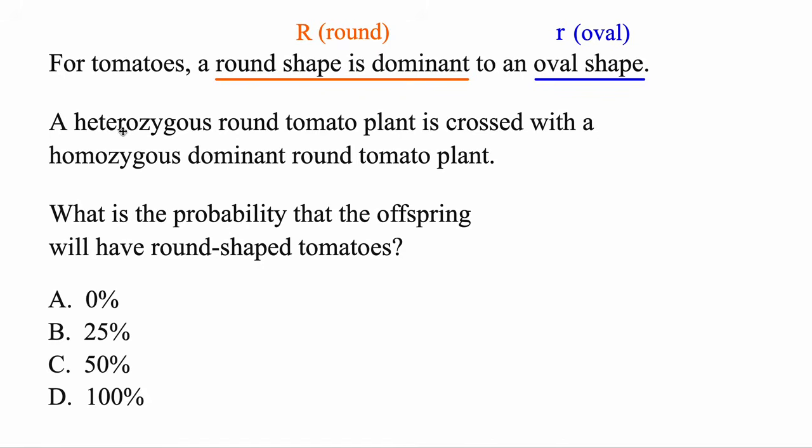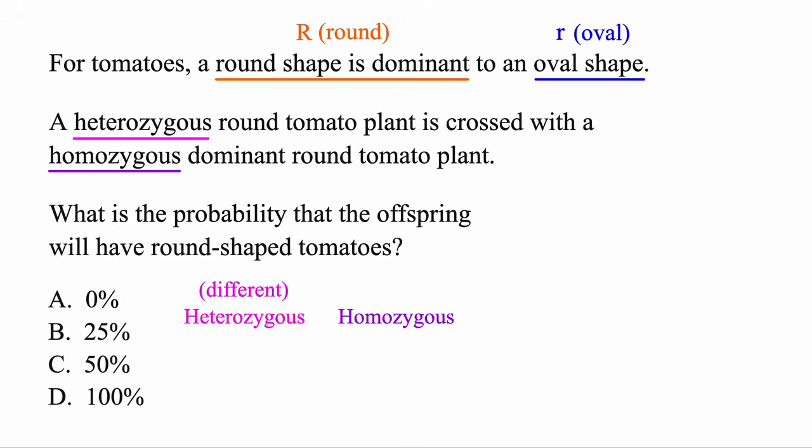Then we have a heterozygous round tomato plant is crossed with a homozygous dominant round tomato plant. Now, these terms are going to be really important. Let's highlight these. Heterozygous and homozygous. Let's go ahead and copy these and talk about them. Heterozygous means you're going to have different letters. Therefore, one capital, one lowercase letter. That always means heterozygous, one of each. But homozygous is when you have the same, 2 capitals or 2 lowercase ones.